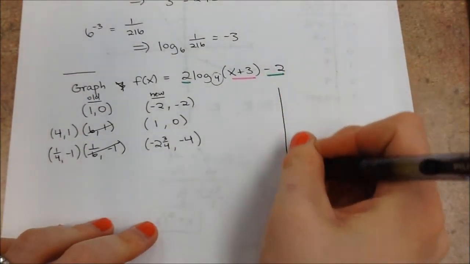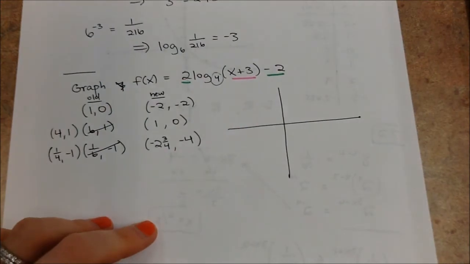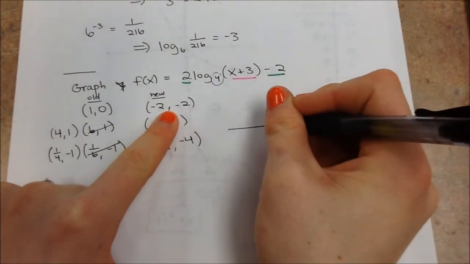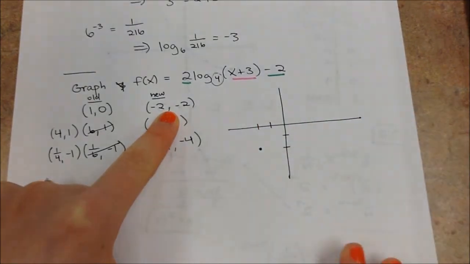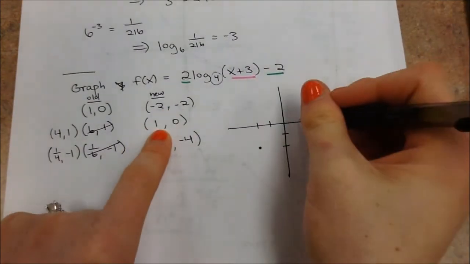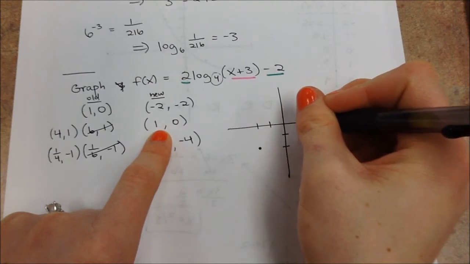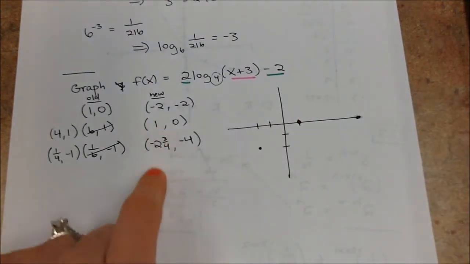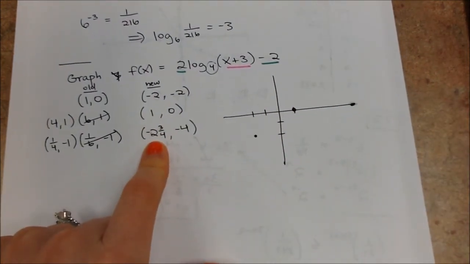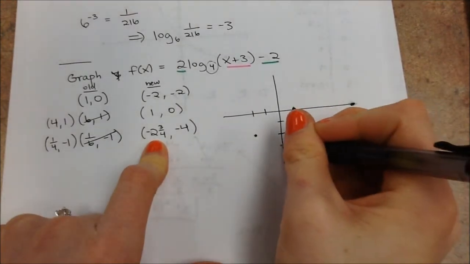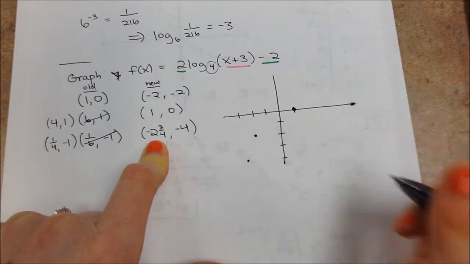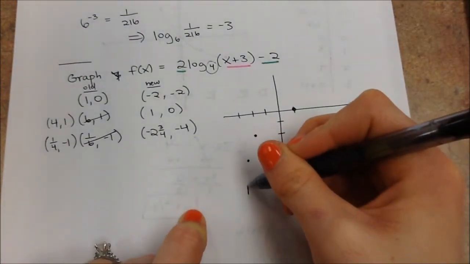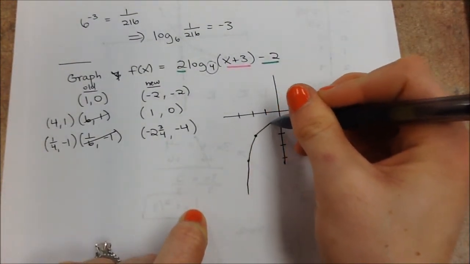I am going to plot those points. So this point, I have the point -2, -2. And that's this point right here. I have the point 1, 0. This point, and then I also have the point -2 3/4, -4. Okay, right around there. So my logarithmic graph is going to look like this.